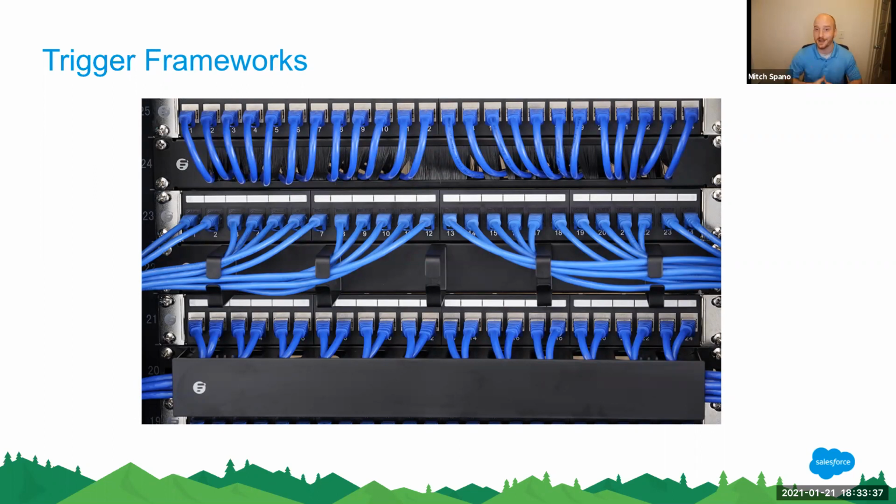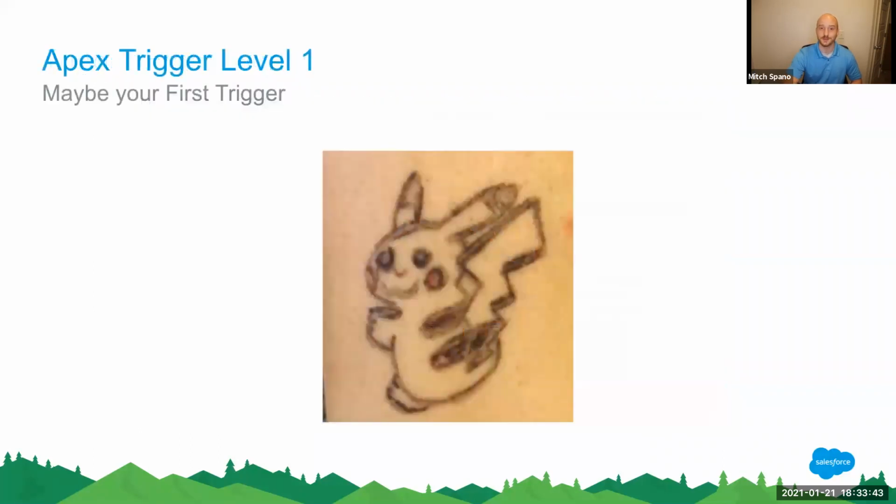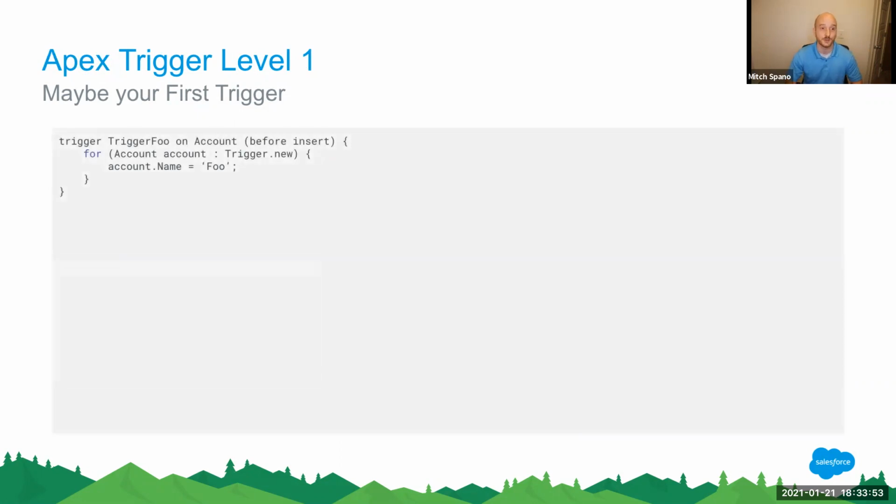You don't need to modify it in multiple different places. So we will jump in with writing our first trigger. So this is level 1, right? If this is the first time you've ever written a trigger, you might do something like this. And this is actually the example we just saw. So I might create a trigger called trigger foo on account. And before the account gets sent to the database, the trigger will set the name to foo.